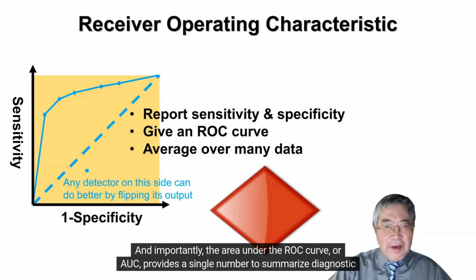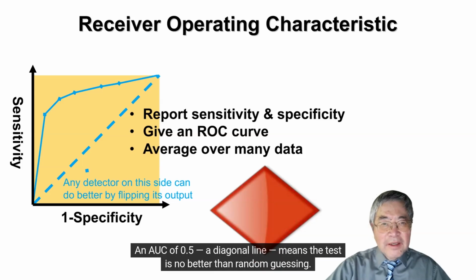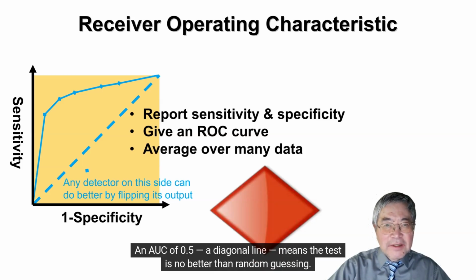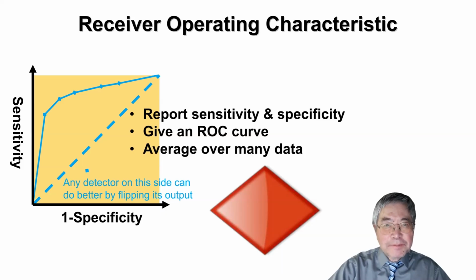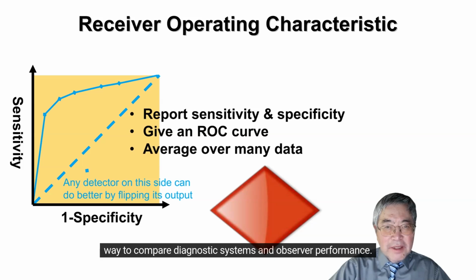And importantly, the area under the ROC curve, or AUC, provides a single number to summarize diagnostic accuracy. An AUC of 1.0 means perfect classification. An AUC of 0.5, a diagonal line, means the test is no better than random guessing. So the ROC curve is widely used in medical imaging research because it provides a clear, quantitative way to compare diagnostic systems and observer performance.